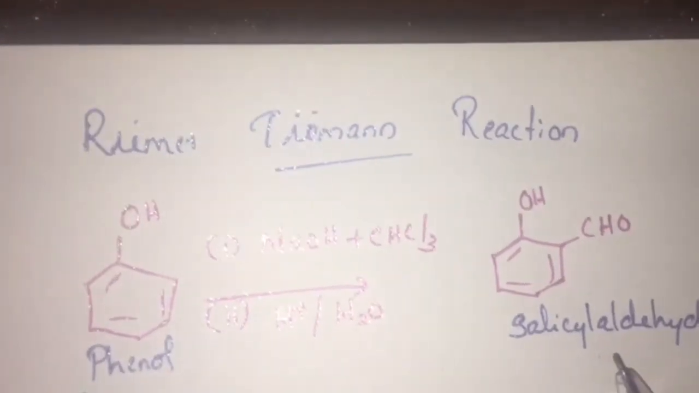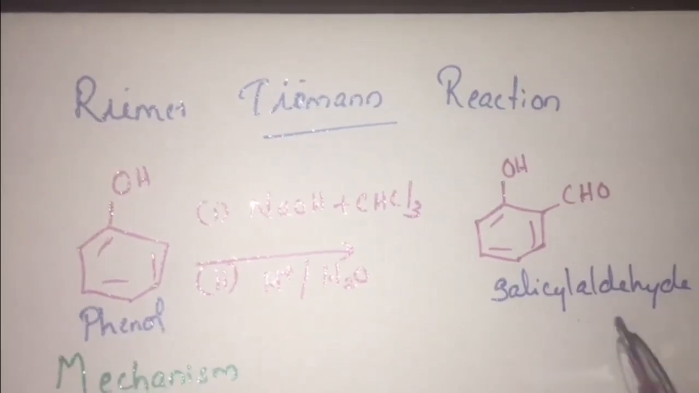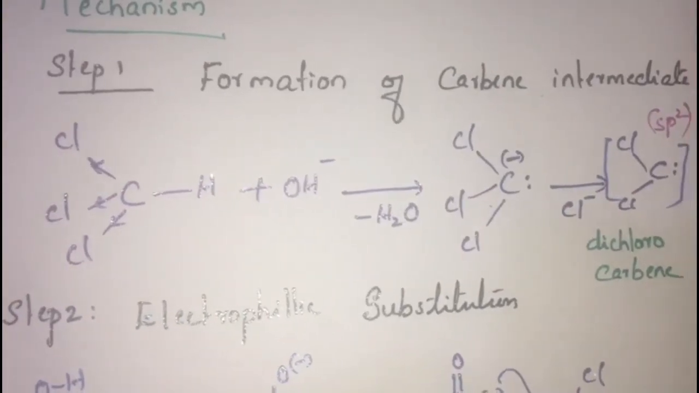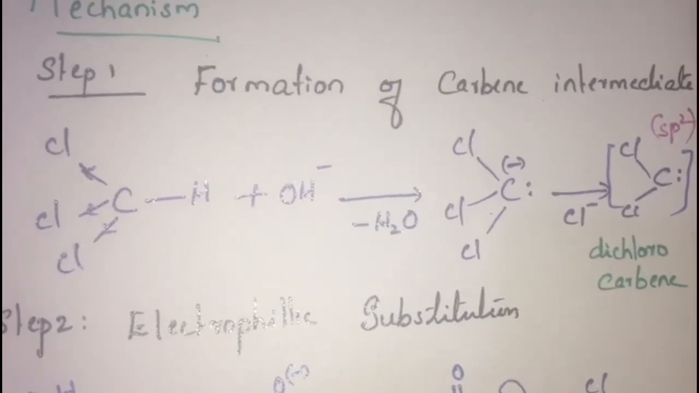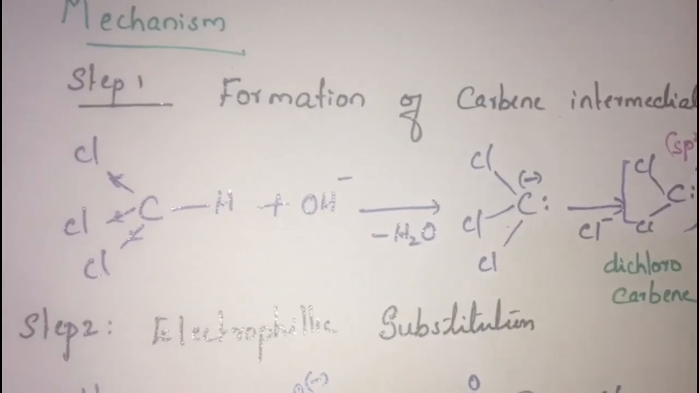Now let us discuss the mechanism in detail. Learning the mechanism is the easy way to understand a reaction. I have explained the mechanism in two steps. Step 1 is formation of carbene intermediate and step 2 is electrophilic substitution reaction.